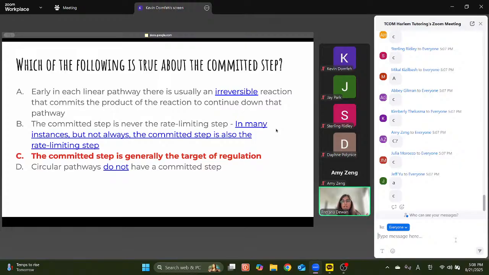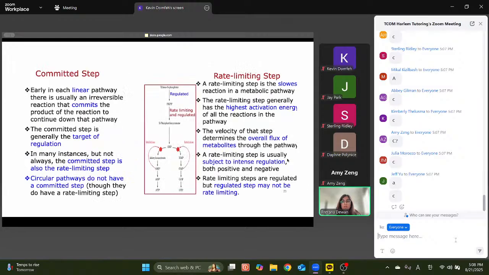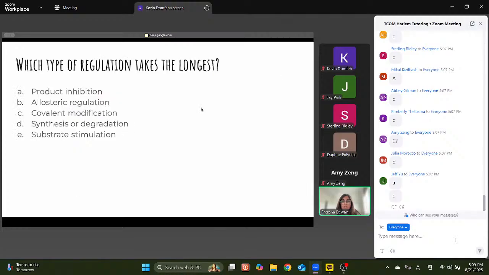So if we go to the next slide, it also breaks down how to differentiate the two. It's really important to make sure you know important ones that they mentioned in lecture that are rate limiting and committed. So it's just a review of pretty much those concepts. Go to the next slide. All right, so which type of regulation takes the longest?